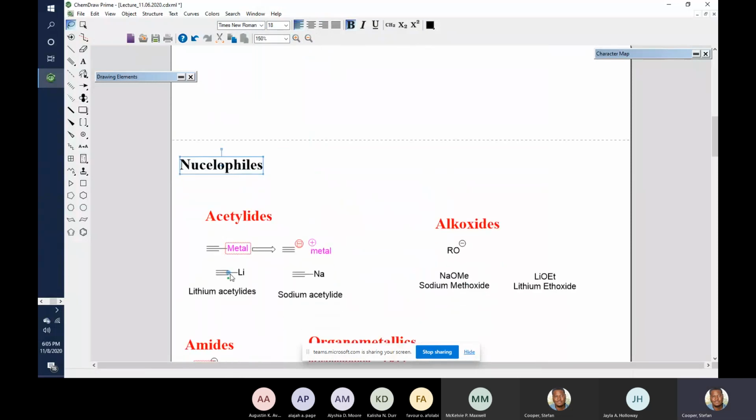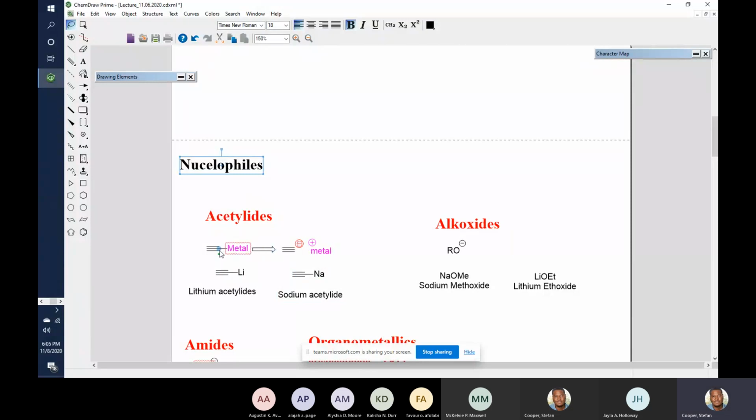Whenever I have a triple bond and there's a metal attached, in this case a lithium, or a triple bond with a sodium, these classes of compounds are typically referred to as acetylides. So the name of this system would be lithium acetylide, or here, sodium acetylide. And acetylides are very, very good nucleophiles.